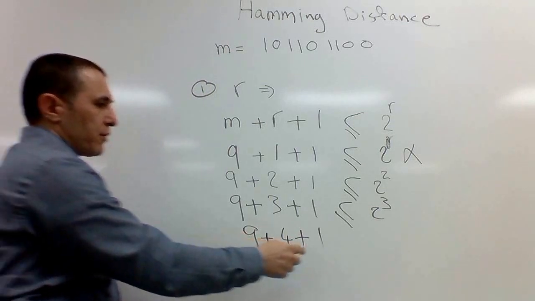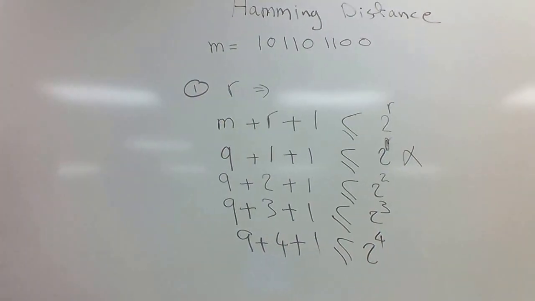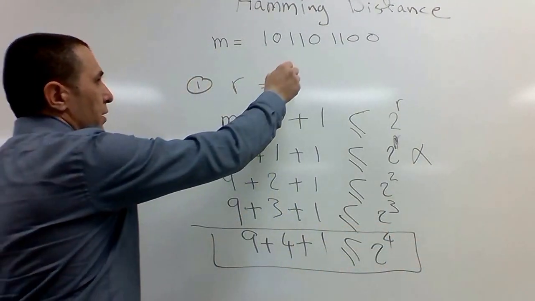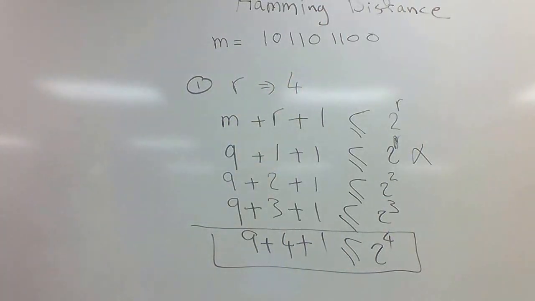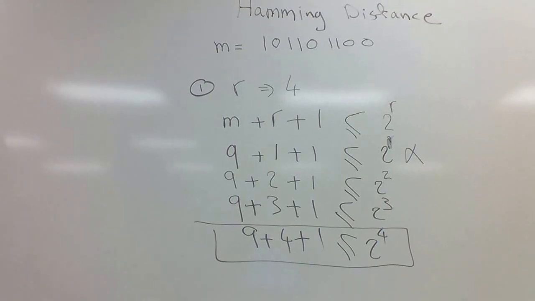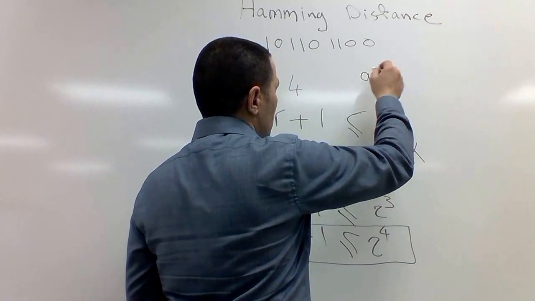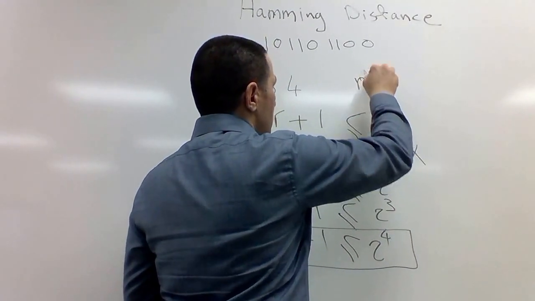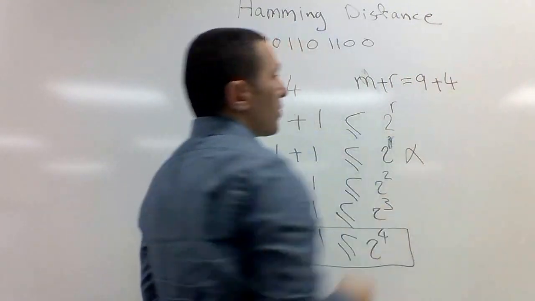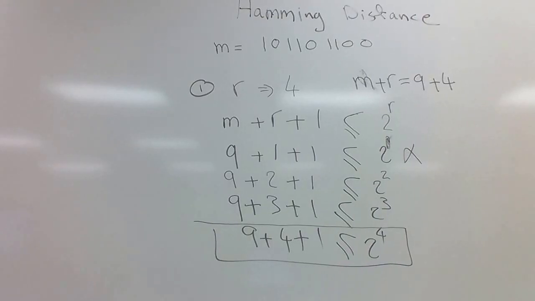Now how much do I have? 14. Is it less than or equal to 16? Here the condition is true. So R equals 4. Now I know I'm going to add 9 plus 4 bits. My encoded word, which is message M plus R, is going to be 9 plus 4, 13 bits.